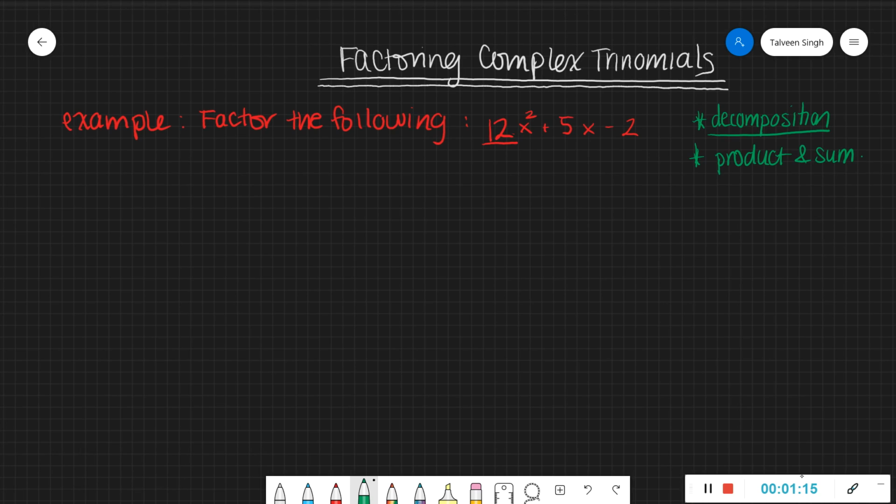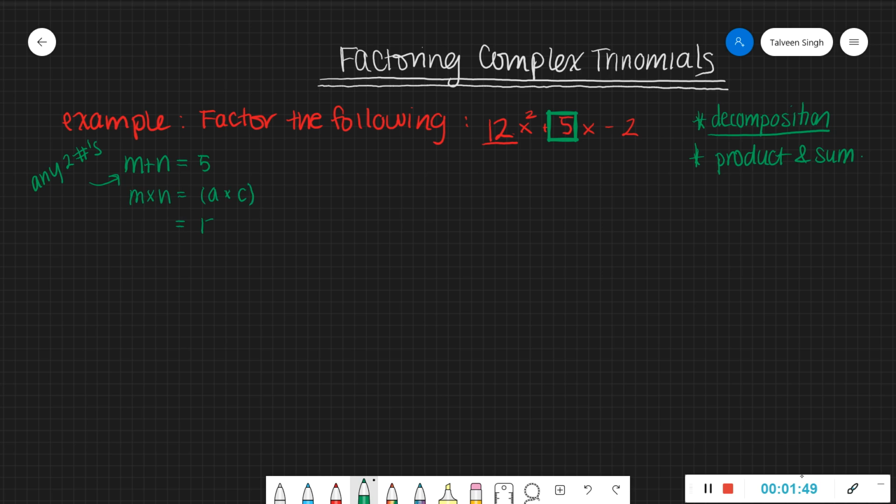What is our B value here? Our B value is going to be 5, right? So you want to find two numbers that when you add them together give us 5. I use M and N. M and N just represent any two numbers, it's just what we assigned them. Any two numbers that add together to give us 5, and when they multiply together, they'll give us A times C.